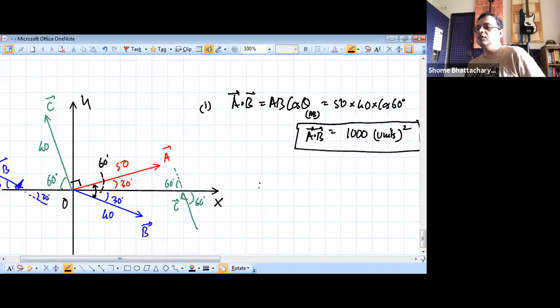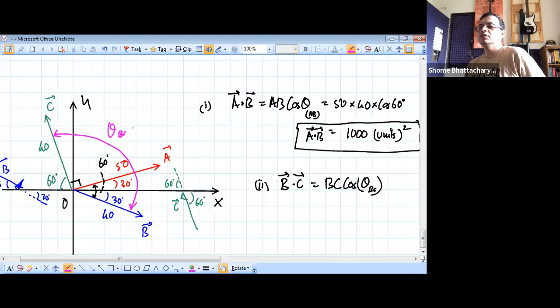Okay. Now similarly, when I want to calculate B dot C, that is BC into cos of the angle between B and C. Now you can see what the angle between B and C is. It's this whole angle. This will be the theta between B and C. So how much is that going to be? That is 90 degrees plus 60 degrees, so 150 degrees. So that's what we should substitute.